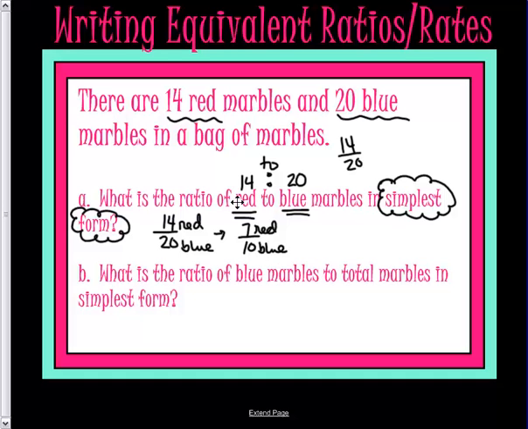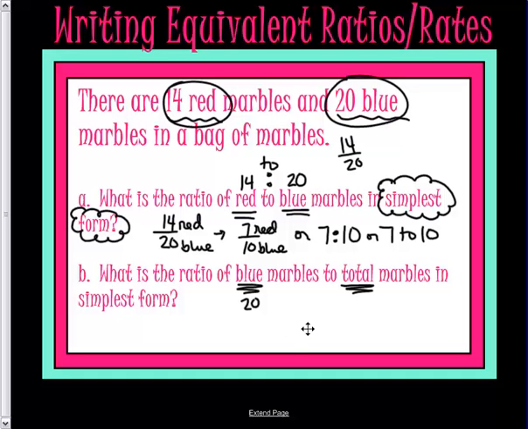Notice that because red came first, I put it in the numerator, and that blue came second, so I put it in the denominator. If I wanted to rewrite it another way, it'd be 7 to 10, or 7 to 10 written out. Okay? What is the ratio of blue marbles to the total marbles? So we want blue marbles to the total. So we've got 20 blue, and the total number of marbles would be 14 and 20 make 34.